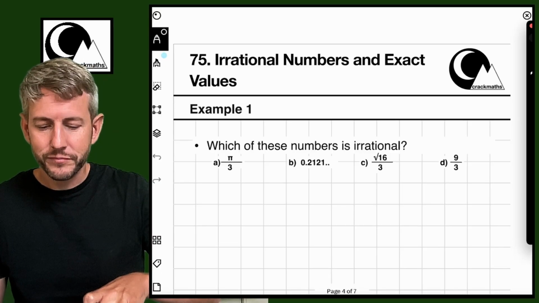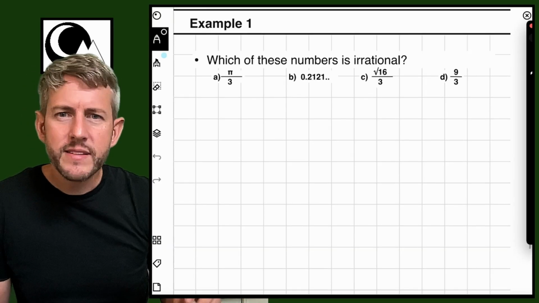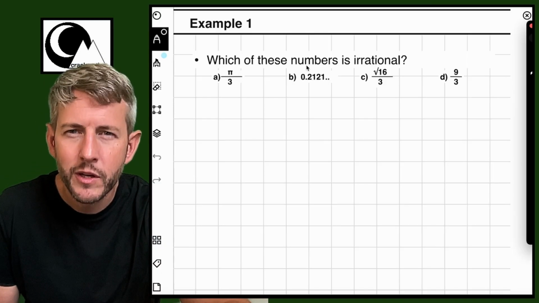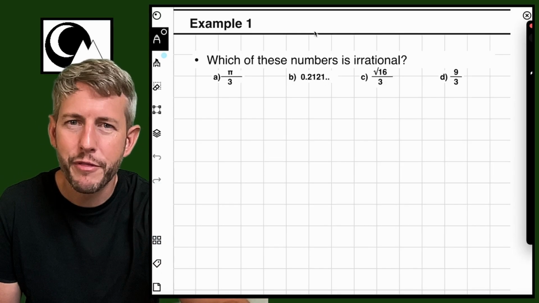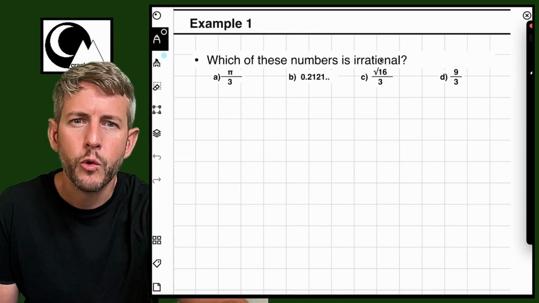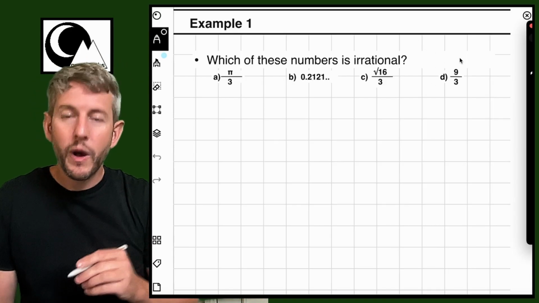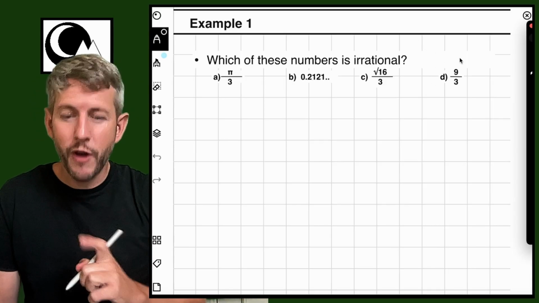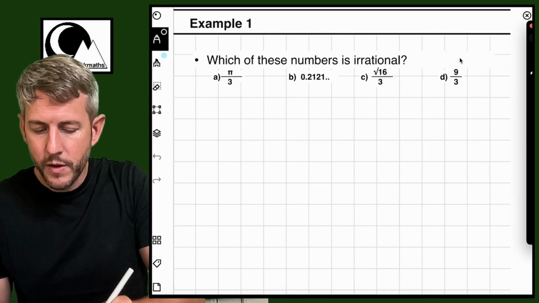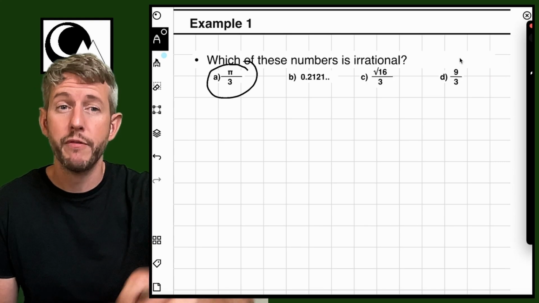Right, so let's have a look at example 1. Example 1 says, which of these numbers is irrational? So we've got here pi over 3, 0.2121, root 16 over 3, and 9 over 3. Well, I know which one's irrational straight away because anything involving pi is irrational. So this is the solution to the irrational number, pi over 3.